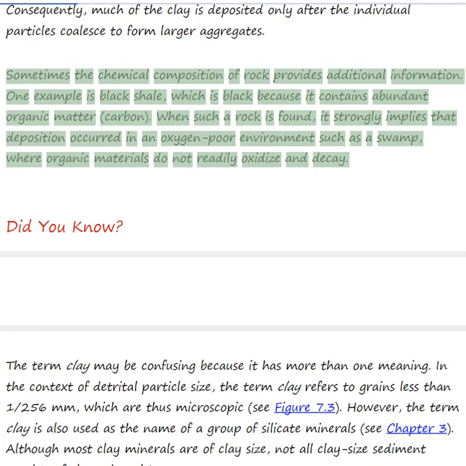Sometimes the chemical composition of rock provides additional information. One example is black shale, which is black because it contains abundant organic matter. When such a rock is found, it strongly implies that deposition occurred in an oxygen-poor environment such as a swamp, where organic materials do not readily oxidize and decay.